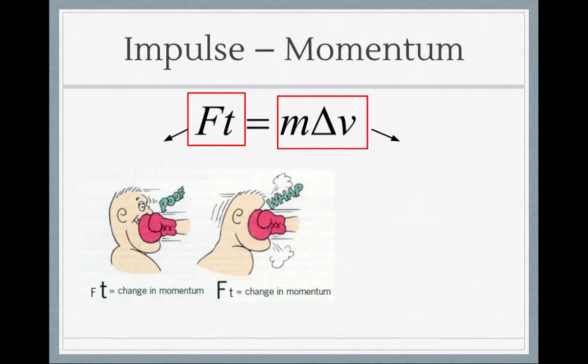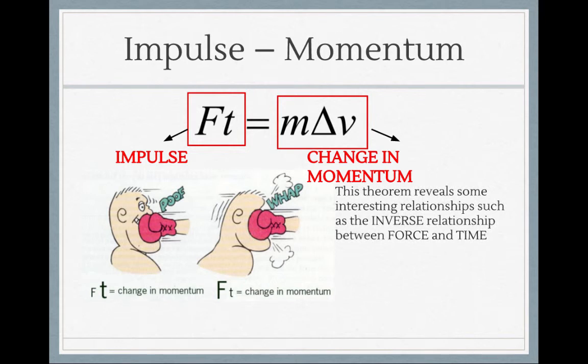So look at this relationship, okay? Impulse and momentum are related because the impulse is equal to the change in momentum. So it's not just straight momentum, it's a change in momentum. This theory reveals some really interesting relationships, such as the inverse relationship between force and time. If you decrease the force, you increase the time. If you increase your force, you're decreasing your time.